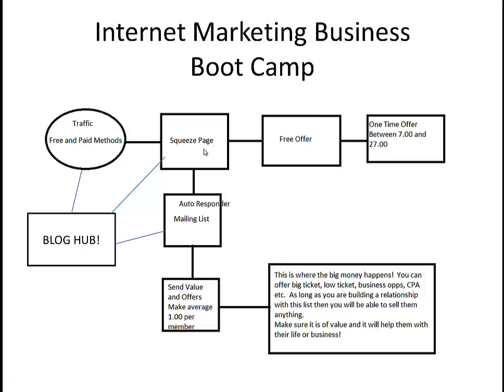Two things happen at that point. The first thing is that they get the free offer. Okay, they get the video or the ebook or whatever it is that you're offering, and they get that. Okay, the second thing is that they automatically get put on your mailing list and into your autoresponder. Okay, so let's talk about what happens when they get their free offer.